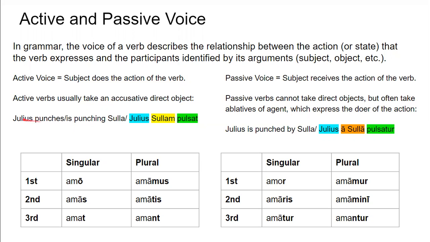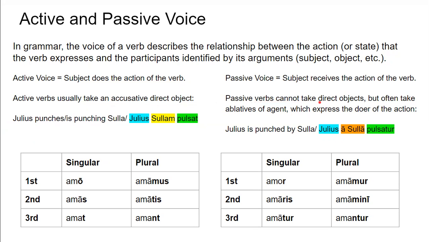Now let's have an example here. Julius Salam pulsat. So Julius punches Sala. So we can translate pulsat as punches or is punching. So Julius is the one doing the action of punching, and the one receiving that action is Sala. Now in passive voice, passive verbs cannot take direct objects.